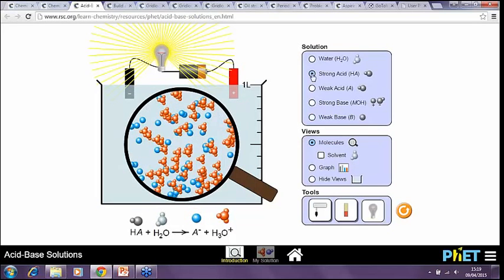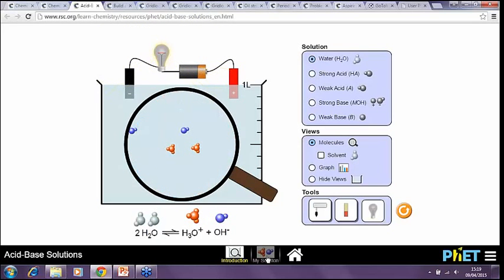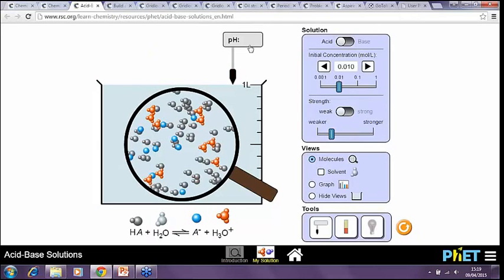See, strong acids a bit, water not so good. So it just lets you play around with some different concepts there. So this is the introduction. You can look at some preset examples there, but you also have the My solution down the bottom here.